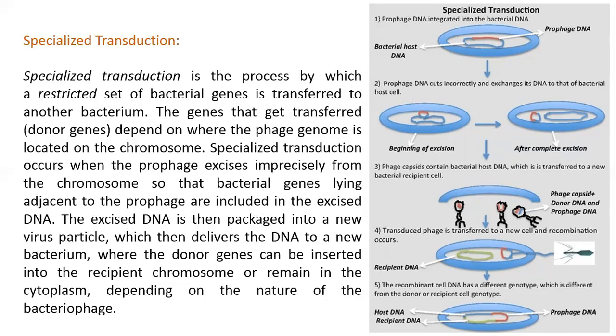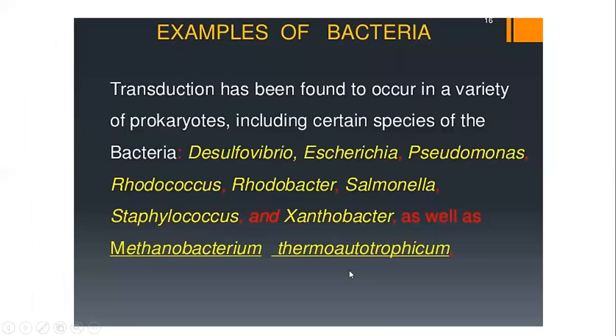Let's take some examples of bacteria that recombine using transduction methods. Those are Desulfovibrio, Escherichia or E. coli, the Pseudomonas genus, Rhodococcus, Rhodobacter, Salmonella, Staphylococcus, and Xanthobacter, as well as Methanobacterium and some Thermoautotrophicum. Those bacteria recombine via the transduction method.